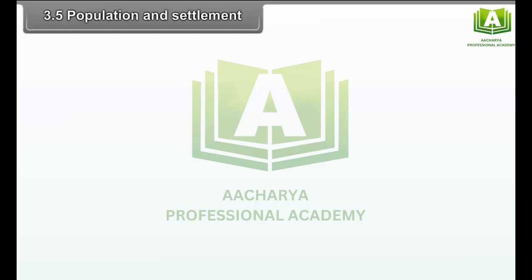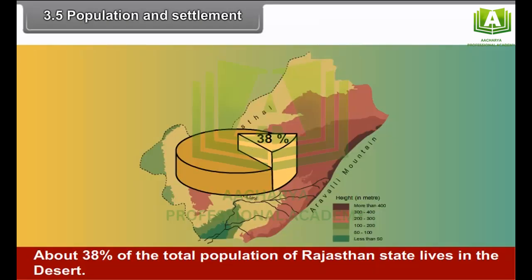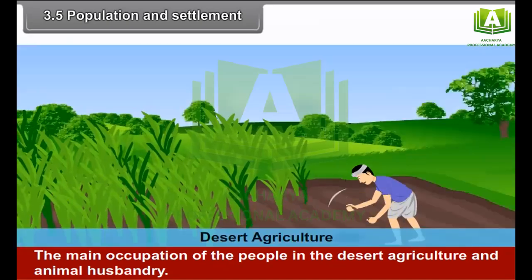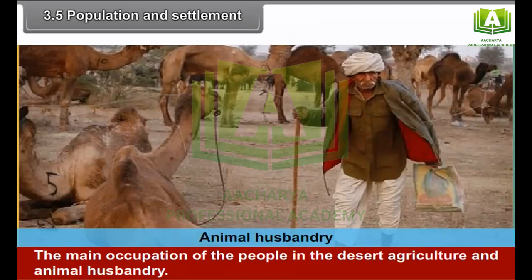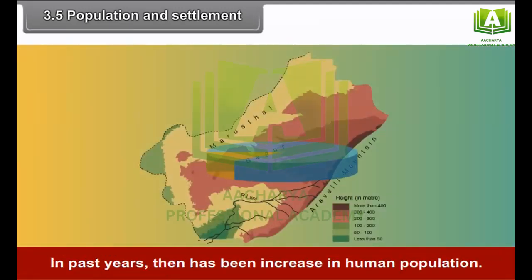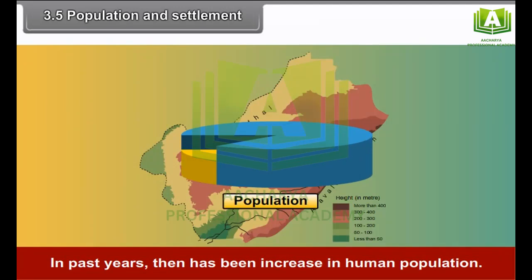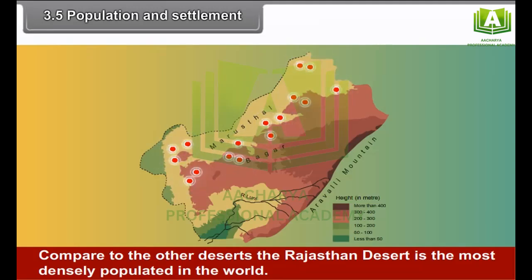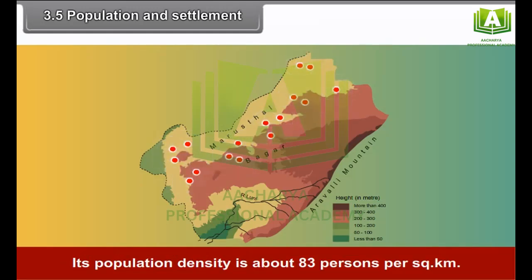3.5 Population and settlement. About 38% of the total population of Rajasthan state lives in the desert. The main occupation of people in the desert is agriculture and animal husbandry. In past years, there has been an increase in human population. Compared to the other deserts, the Rajasthan desert is the most densely populated in the world. Its population density is about 83 persons per square kilometer.